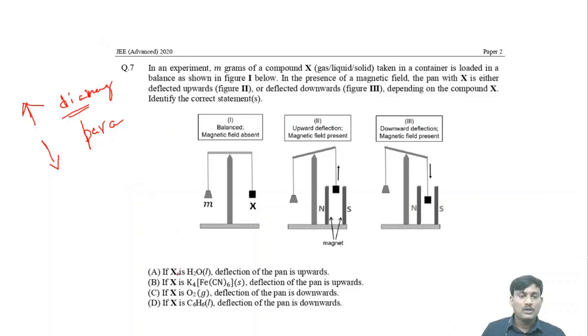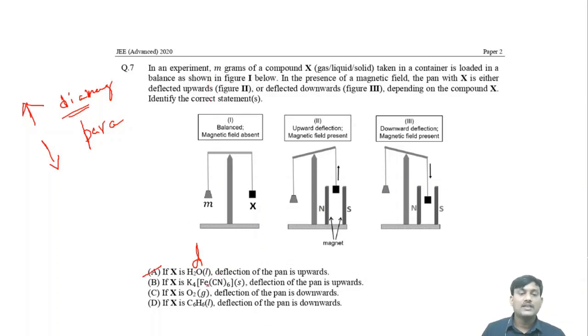So if you take this molecule, H2O liquid, if X is H2O liquid, deflection of pan is upwards. Okay, if you take H2O, all the electrons are paired. There is no unpaired electron. So it's a diamagnetic compound. So deflection of the pan is upward. So this one is correct. Since it is diamagnetic, there is a deflection upward.